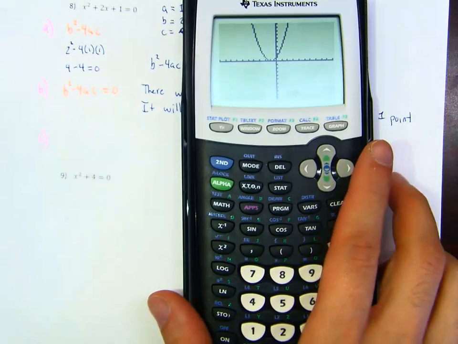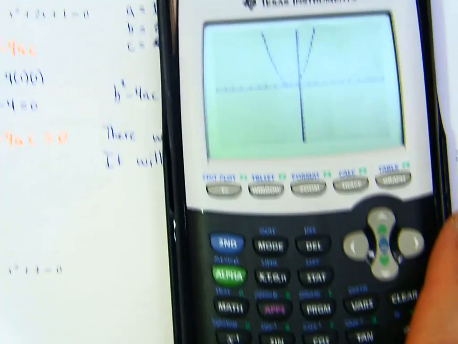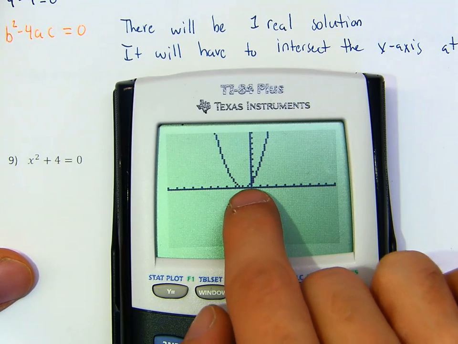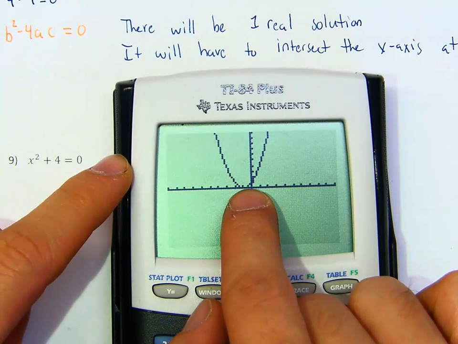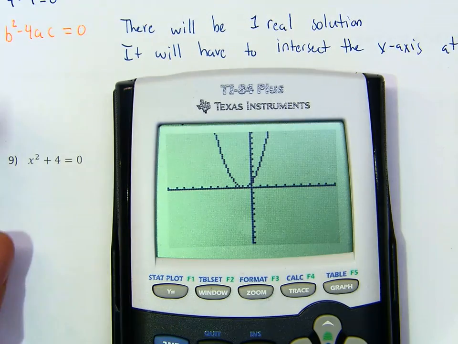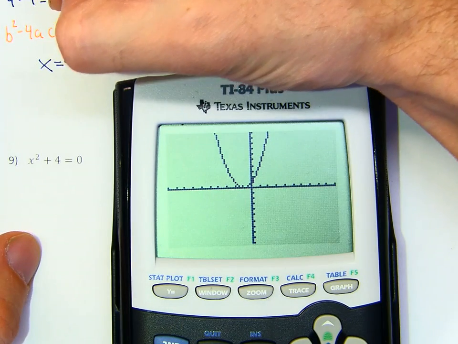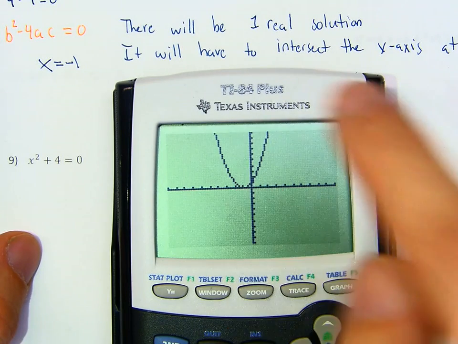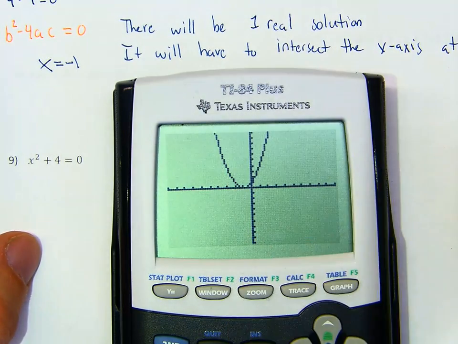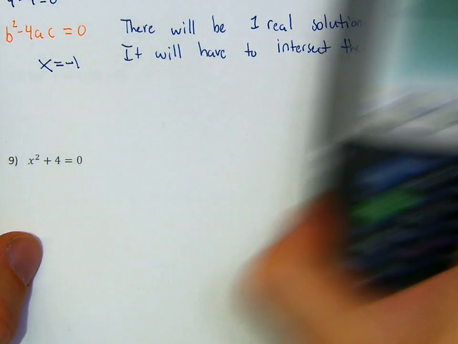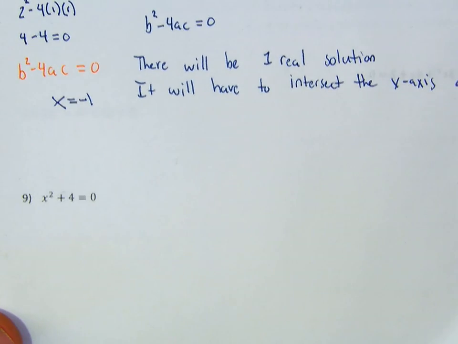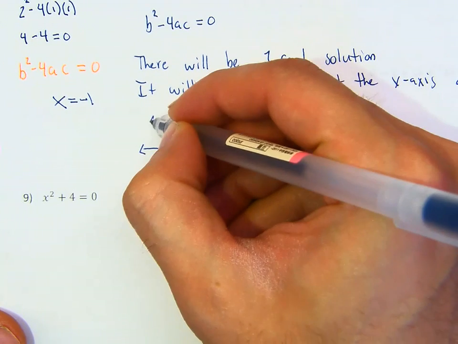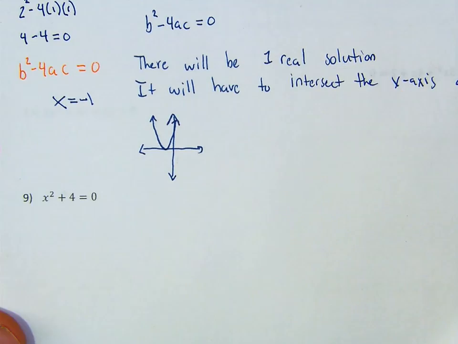Notice that if you zoom in, what did we say will happen? What is our one real solution? What is our solution? It's -1. So here, x equals -1. Okay? And notice that it does exactly what we thought. It just hits the x-axis at one point. And that's it. Okay? The idea for this part is just for you to try it yourself. It hits just at one point, right over here.